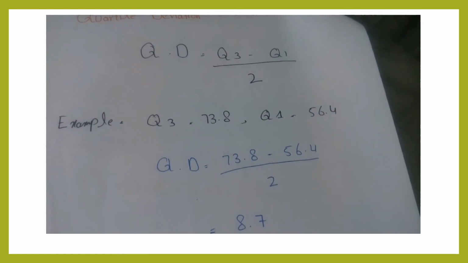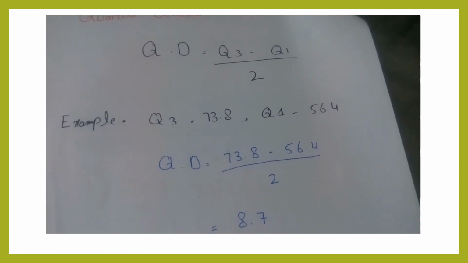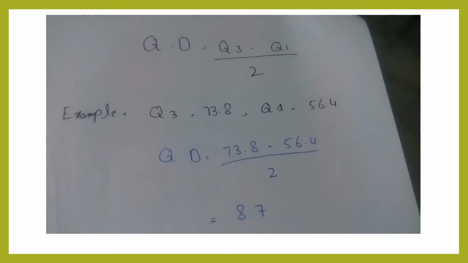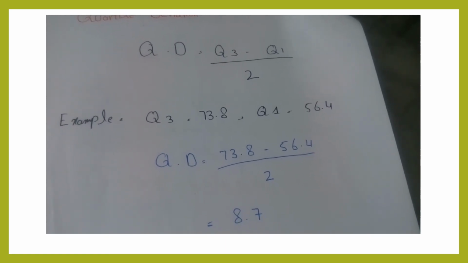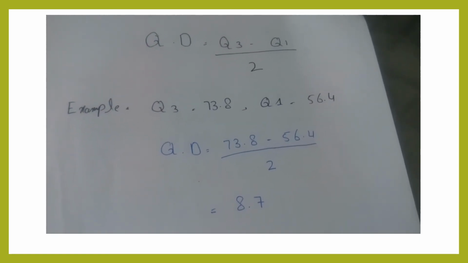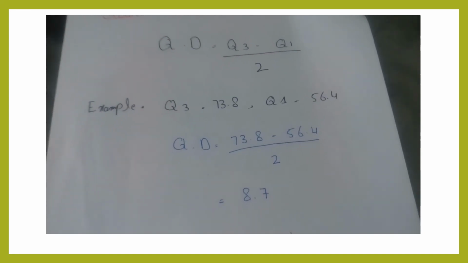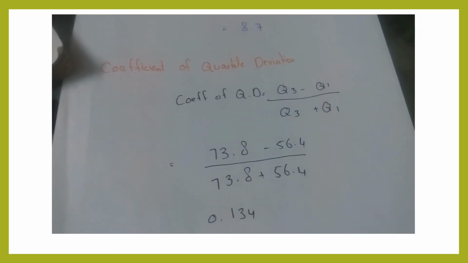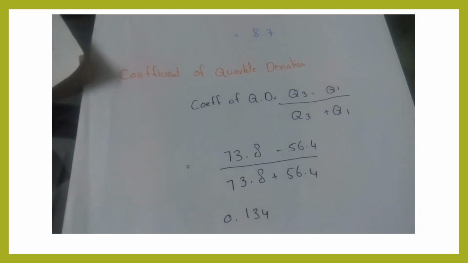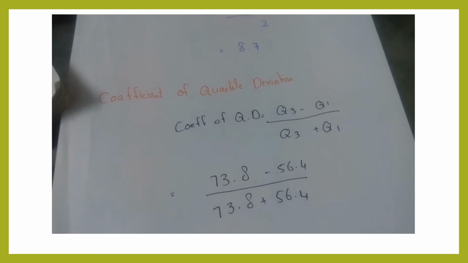Quartile deviation. Quartile deviation is half of the difference between the upper and lower quartiles. Here is the formula of quartile deviation: Q3 minus Q1 divided by 2. Q3 is 73.8 and Q1 is 56.4, and the answer is 8.7.